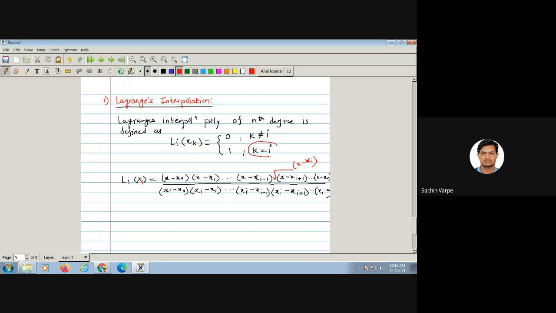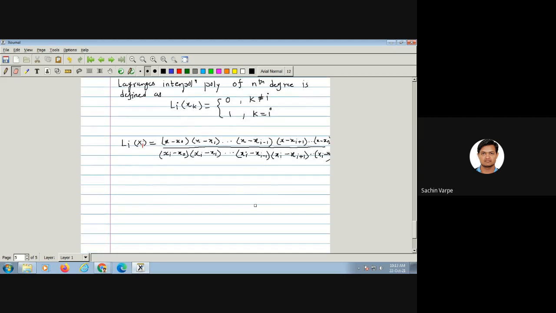For k equal to i, Li of xi. That means the polynomial would not be 0, which means xi would not be the root. So to get xi to be a root, we exclude the i term here.